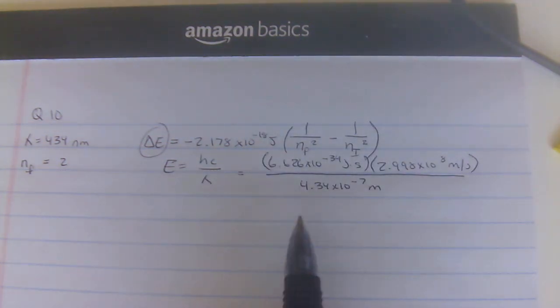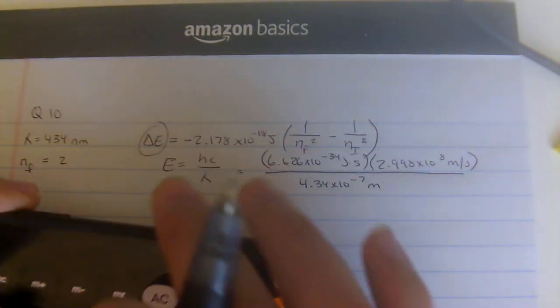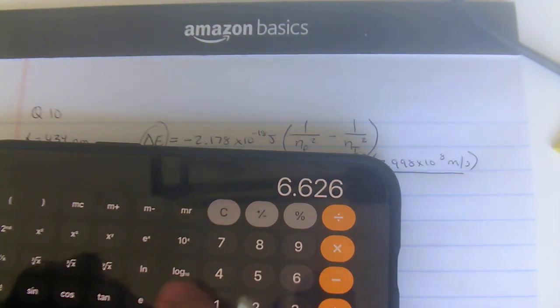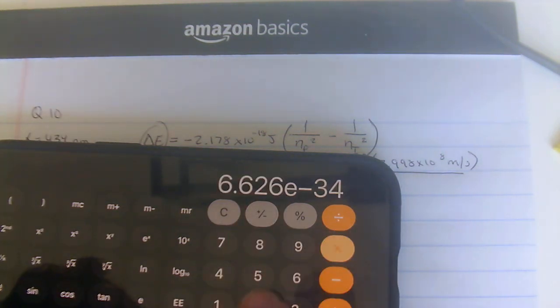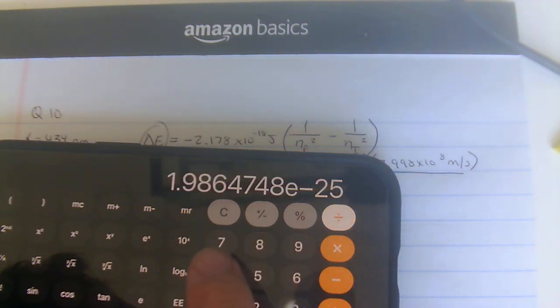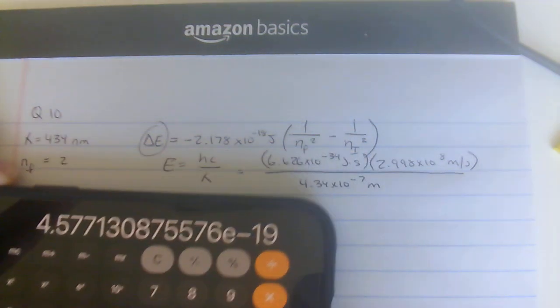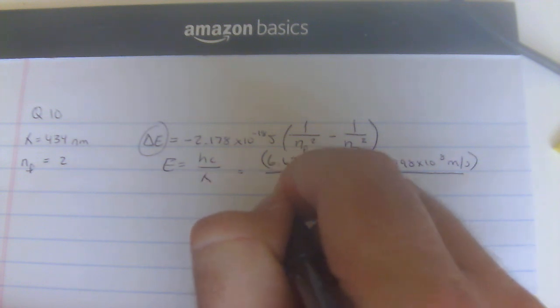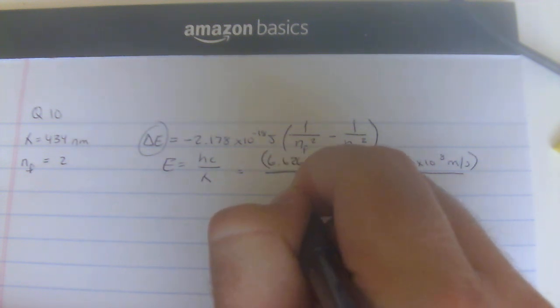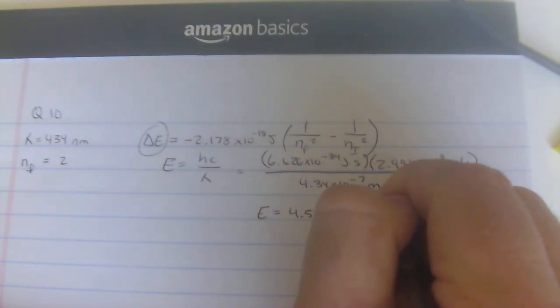Remember, nanometers is 10 to the negative 9. I have 434 of them, so it's just going to move the decimal over 2 spots. So put that in your calculator: 6.626 EE negative 34 times the speed of light, 2.998 EE 8, divided by my wavelength, which is 4.34 EE negative 7. So my energy that is being emitted is going to be 4.58-ish times 10 to the negative 19 joules.